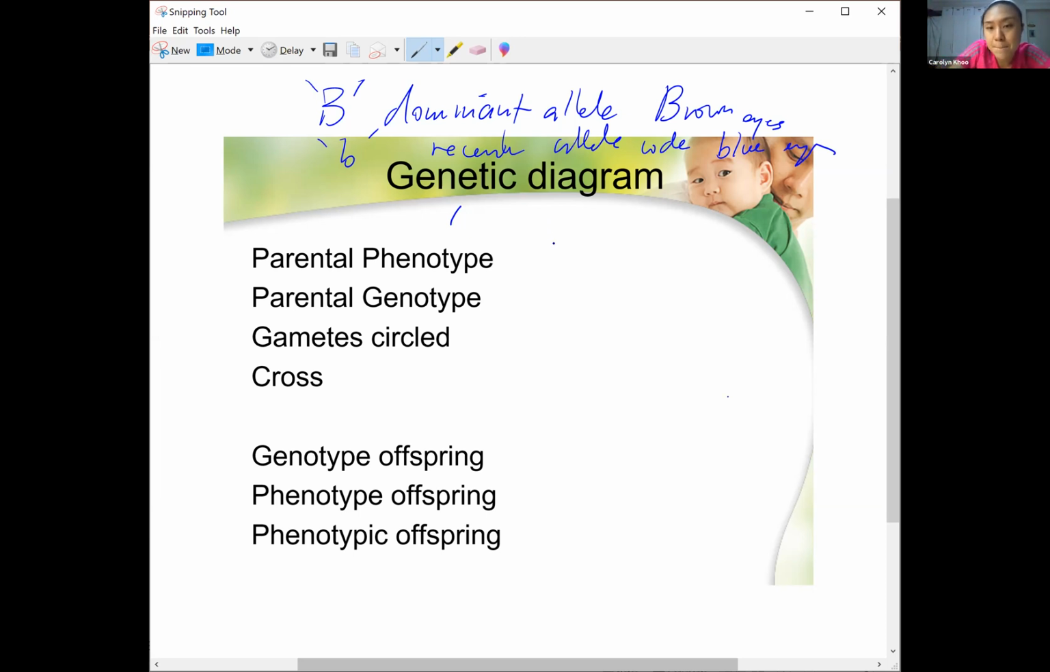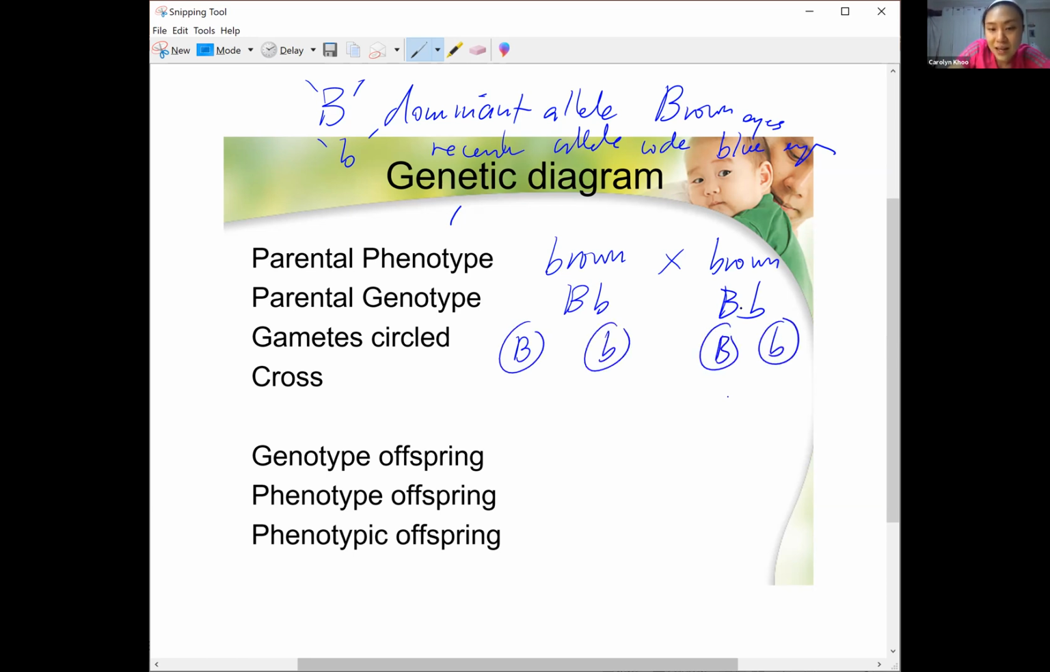So firstly, my parents are brown eyes. Short form brown eye, so brown and brown. The only way is that they are both heterozygous. So I'm going to circle the gametes, and then I'll do the cross. For me, I like to keep this simple. First with second, second with first, second with second. Big B, small b, big B, small b, small b, small b. And that is the genotype of the offspring.